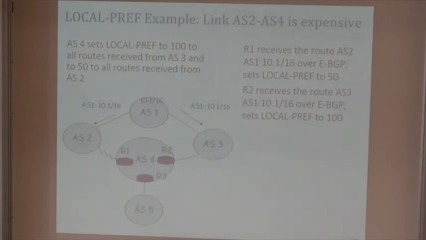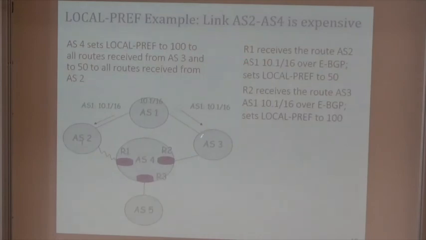Here is a practical example. AS4 peers to AS2 and AS3, but doesn't like AS2 very much, or thinks that AS2 is very expensive, so would normally not like to use it. But since you never know in the world of BGP, you want to have backups, so you still peer to this guy. Then what could you do? AS4 would set local pref to 100 for all routes received from AS3, and to a lower value for all routes received from AS2. That's a simple way to say, I prefer to use AS3 whenever I have the choice between AS2 and AS3.